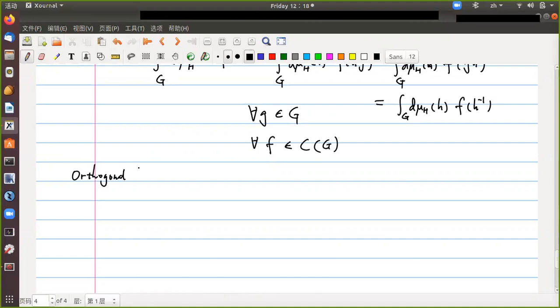An orthogonal basis in this Hilbert space, L2 of SU2. The basis is called the Wigner D function, or the matrix elements of the Wigner D matrix.